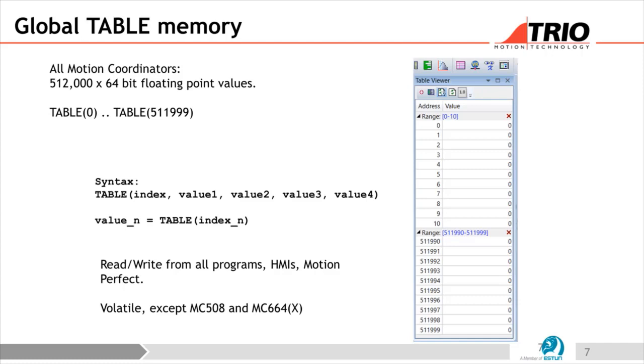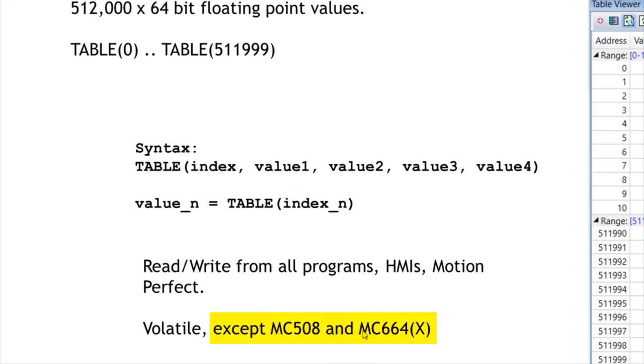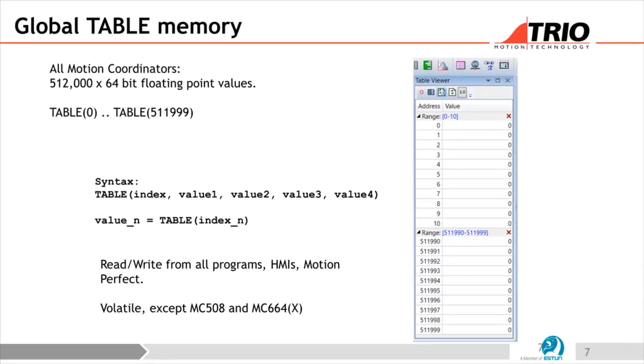Now one thing about it compared to the VR is it's volatile, so it's not saved automatically in the background, apart from on the 508 and the 664X. On these two controllers, the lowest, I think, 190,000 table locations are automatically stored in the flash, and everything above is volatile. But in all the other, lower spec controllers, turn the power off and the table disappears. There is a command called flash table, which allows you to store pages of table if you want to. So you can store table, but you must do it in your program. You've got to write a program to store it. It's not automatic. And again, there's a nice viewer you can bring up in Motion Perfect to see your table values if you want.